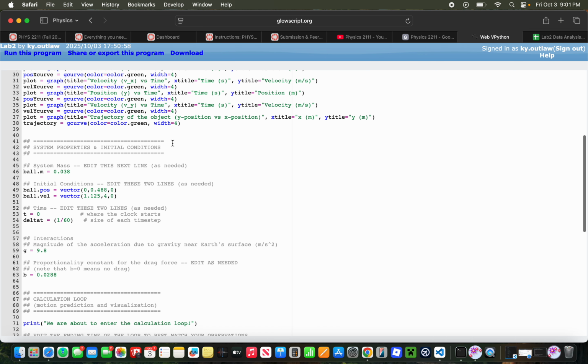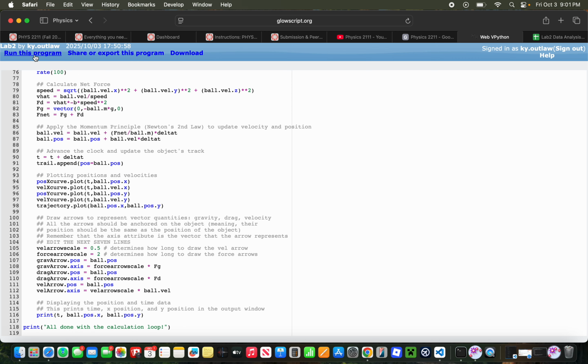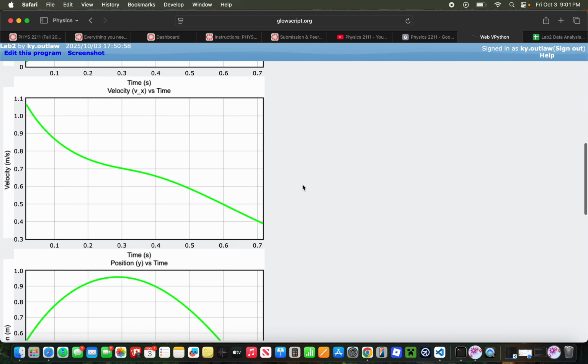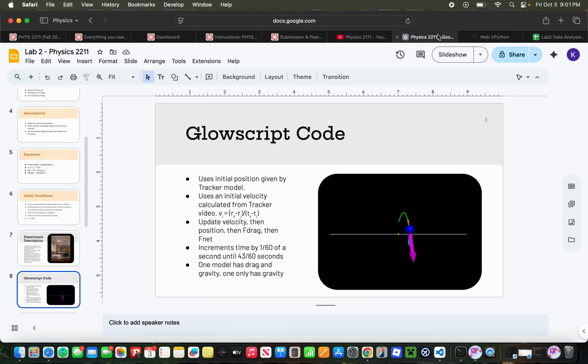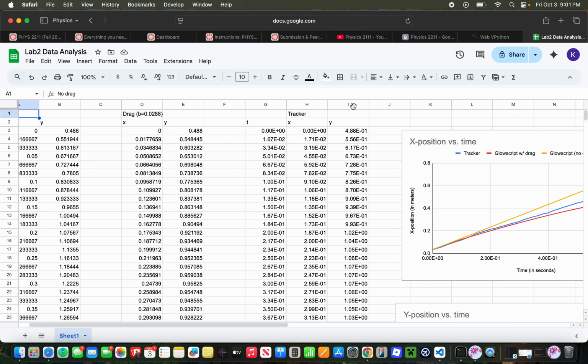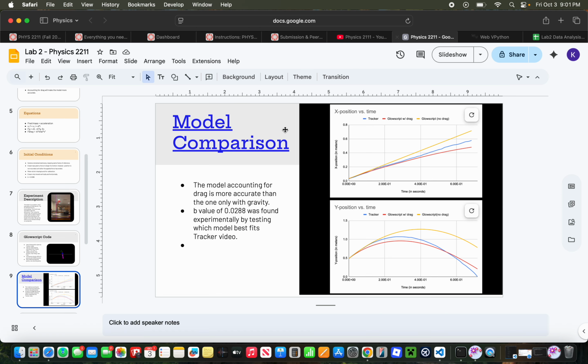And here is the code, and if you run it, you'll be able to see the different arrows. You can see our velocity arrow and our 2 force arrows, that one being gravity, that one being drag, and they follow these movements. And so that will give you this data set, including the Tracker data set here. And so when using that, the model accounting for drag is more accurate than the one with only gravity, and the b value of 0.0288 was found experimentally by testing which model best fits the Tracker video.